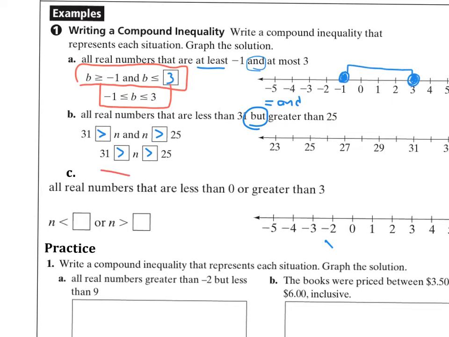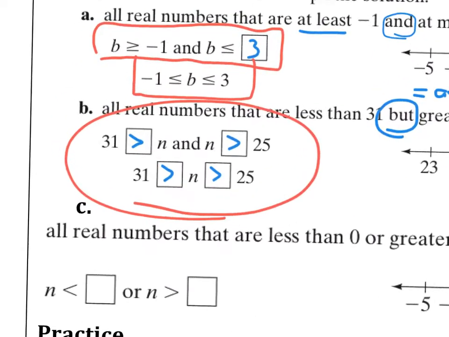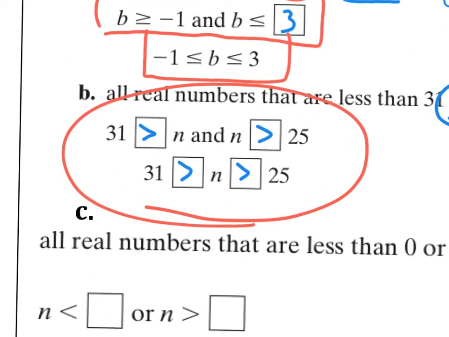Just to give you a heads up, both of these are acceptable answers. Both of these are acceptable answers. It doesn't matter which one you put. It's easier to write the last one here with no word and, just because it quickly tells you where the lower limit is, where the upper limit is. This one takes a little bit longer to write. So again, it's up to you which you prefer. You'll see this a lot.